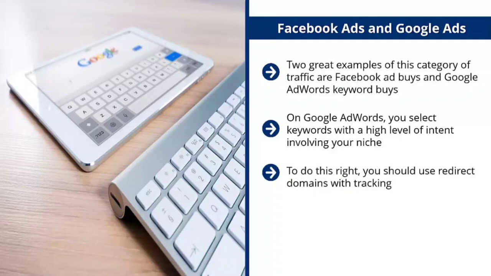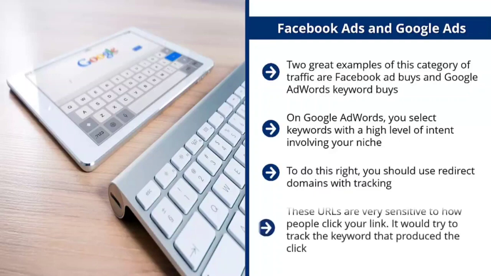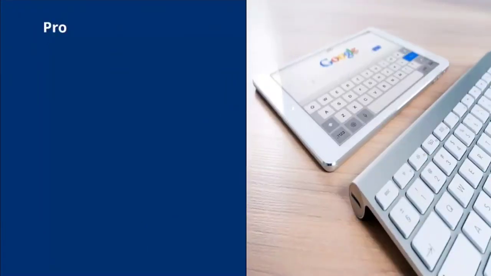You also need to use tracking URLs. These URLs are very sensitive to how people click your link. They would try to track the keyword that produced the click. They would also pay attention to the browser details of people clicking from Facebook. Whatever the case may be, when you use tracking URLs, you can make educated guesses as to which ad buys led to sales. Pro: you can get lots of traffic immediately.